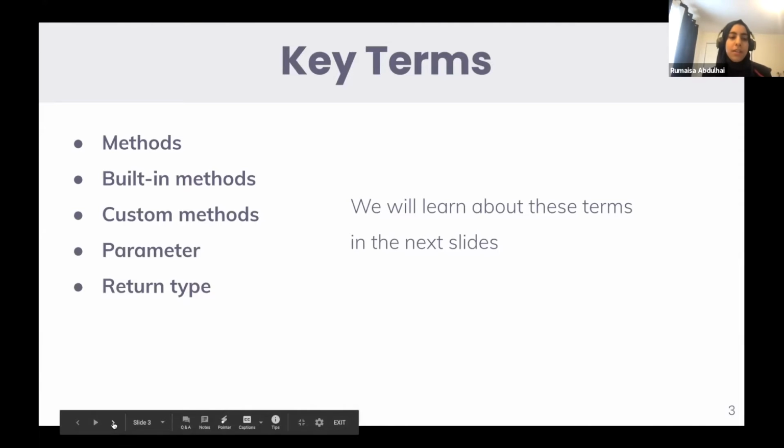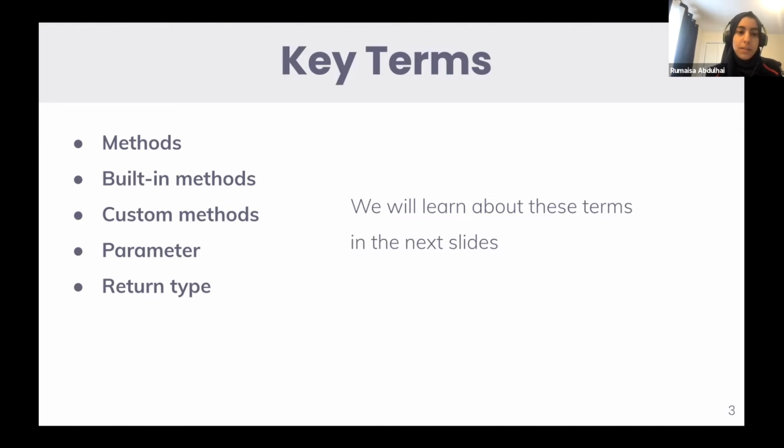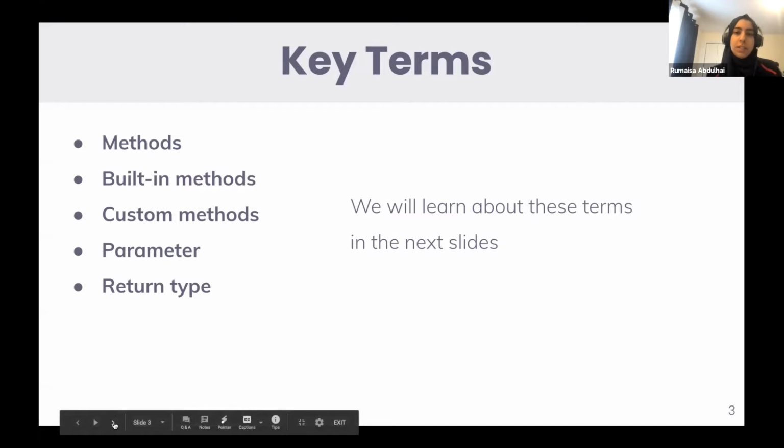So these are the key terms that you need to know. Methods, built-in methods, custom methods, parameter, and return type. And we're going to go over all of these terms. So, just keep these at the back of your mind. Just remember that these are words that we're going to learn throughout the lesson.